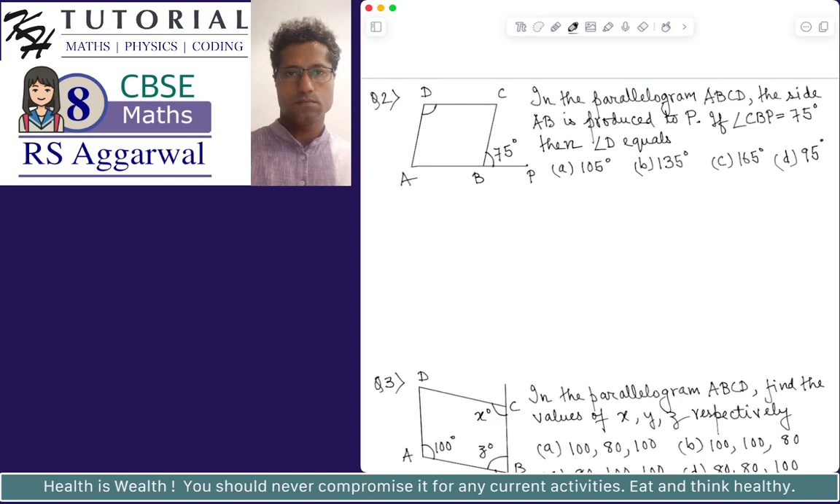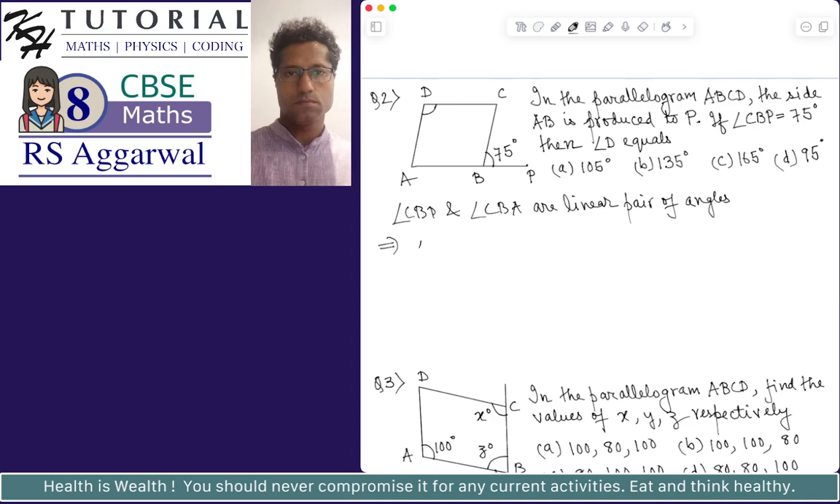Okay, I think this is easy. We know that since side AB has been produced to point P, angle CBP and angle CBA are a linear pair of angles. I hope you have already learned in your previous class, in the chapter on lines and angles, that the sum of any linear pair of angles is always equal to 180 degrees.